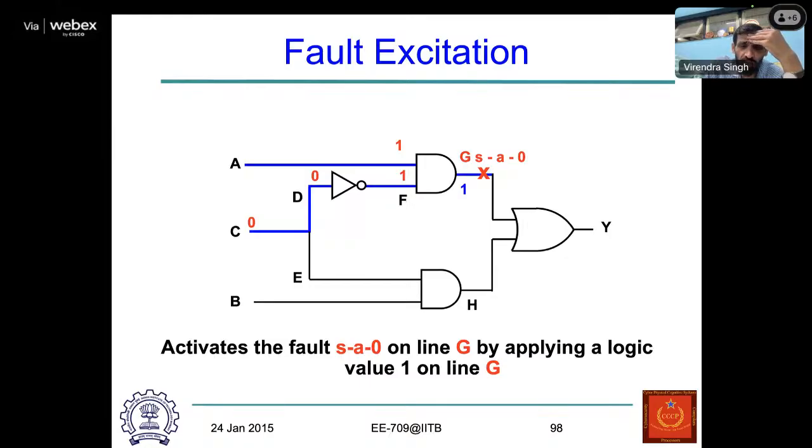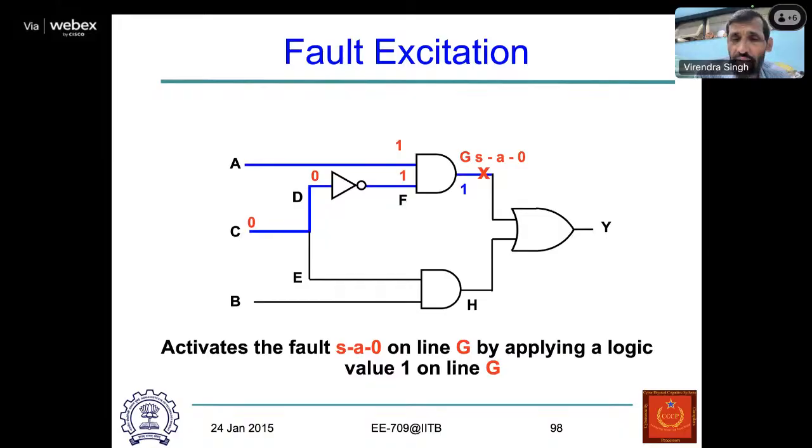Now, every net in a network can be either a good net, or it can be stuck at logical 0, or stuck at logical 1. If it is stuck at logic 0, then no matter how much time you give, it will always remain logic 0. So let's say that this point G is stuck at logic 0. That means now here this won't change from 0 to 1.